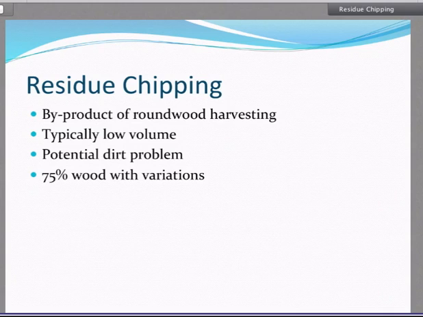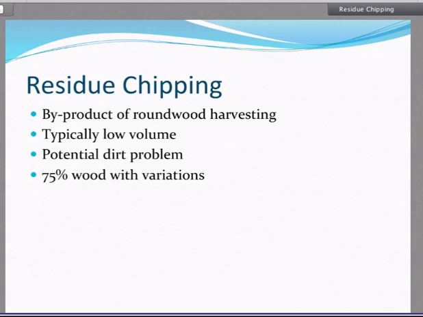Again, it's typically low-volume operations. You can have dirt problems if it's wet out, and depending on how much it gets pushed around. Again, that's going to fall back on the operator. You're going to see a lot of variation.